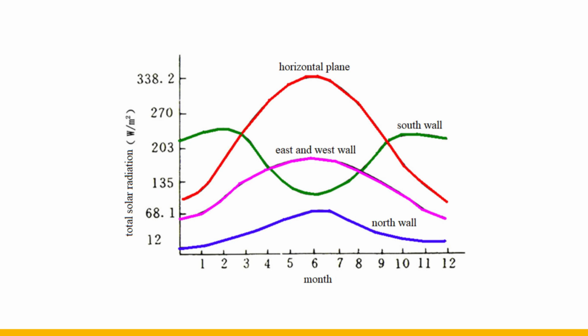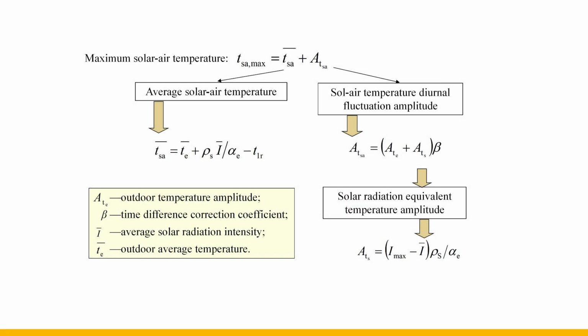The annual solar radiation on the north exterior wall has little difference, indicating that the room temperature is less affected by solar radiation and is suitable for rooms with constant temperature and humidity. The maximum solar air temperature is the sum of average solar air temperature and amplitude. The average outdoor temperature and average solar radiation intensity are substituted into the solar air temperature calculation formula to obtain the average solar air temperature.